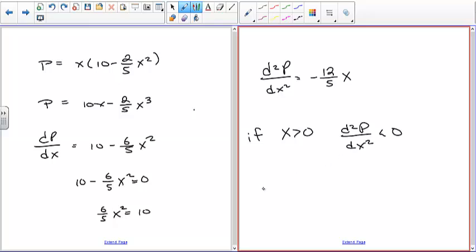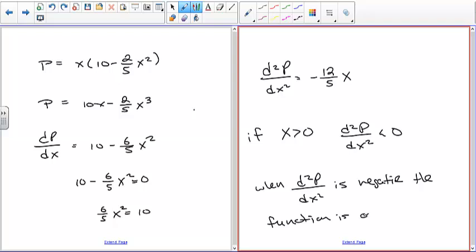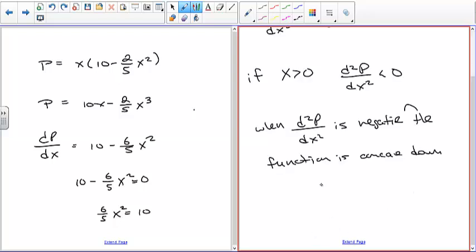And when the second derivative, d squared p dx squared, is negative, the function is concave down. So negative means like that. Therefore, a local maximum. So that's what we're looking for.